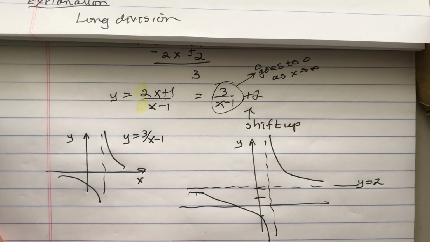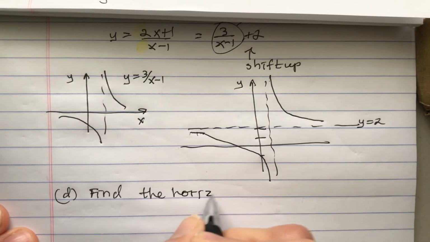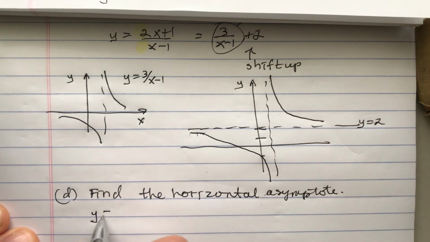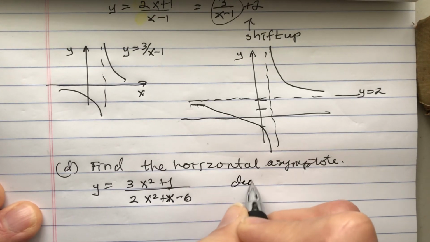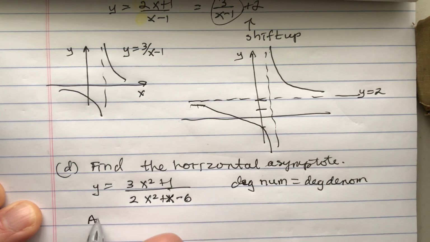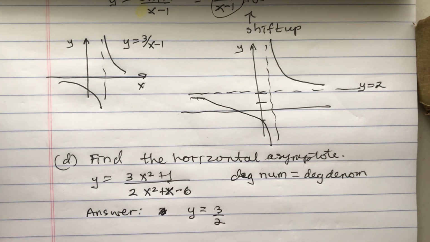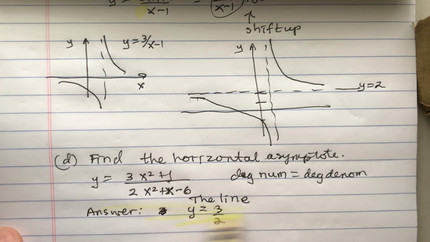So let's see if we can do a really quick one. Find the horizontal asymptote of y equals 3x squared plus 1 over 2x squared plus x minus 6. Okay, so what do we have? Degree of numerator equals degree of denominator. So the answer is the ratio of the lead coefficients. y equals 3 over 2. And you have to write in this form. That's a line. So it's even better if you write the line. Well, that's the answer there.